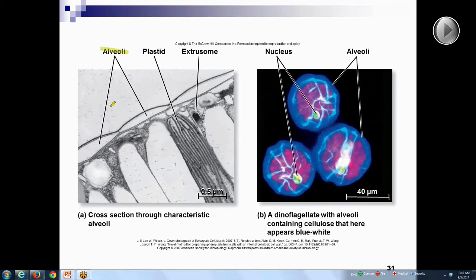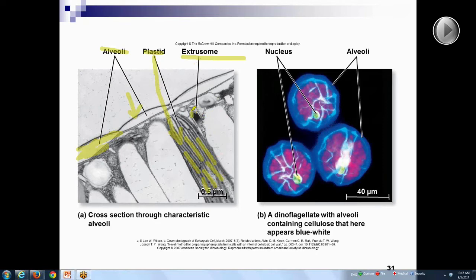So here are the alveoli. You can see they are vesicular sacs along the cell periphery. Again, allowing for protection. Some of them have been modified heavily to create like an armor, and oftentimes also function in buoyancy. The plastids, they typically have a plastid which allows them to be photosynthetic. Notice all the membrane here in the plastid, increasing the surface area for more light absorption. And then some of them have the extrusome. An extrusome is something that is sort of like a projectile.